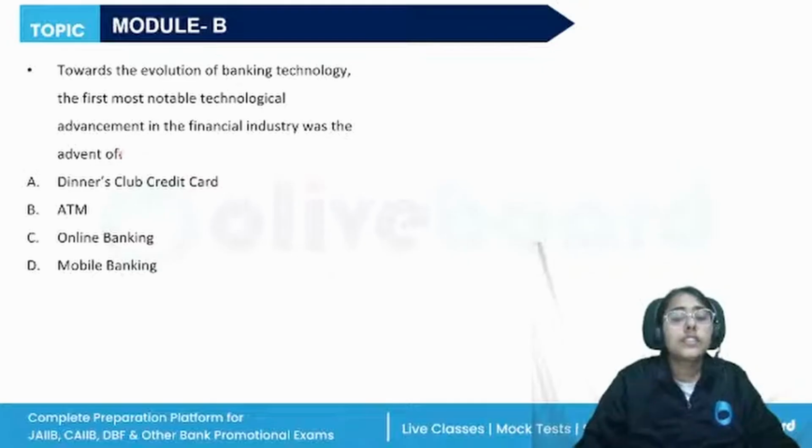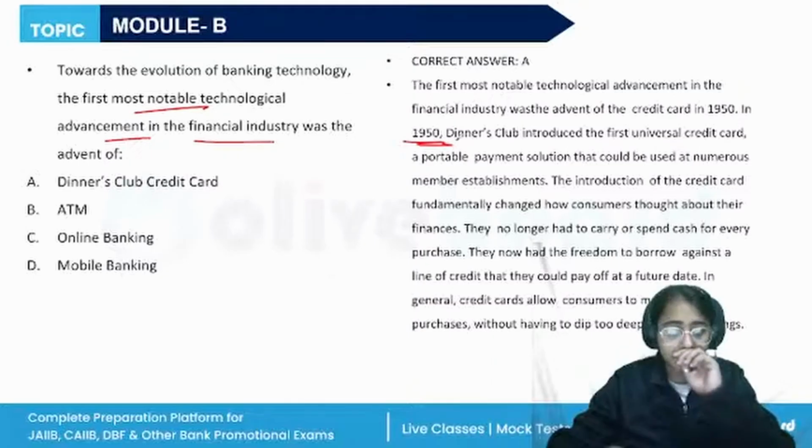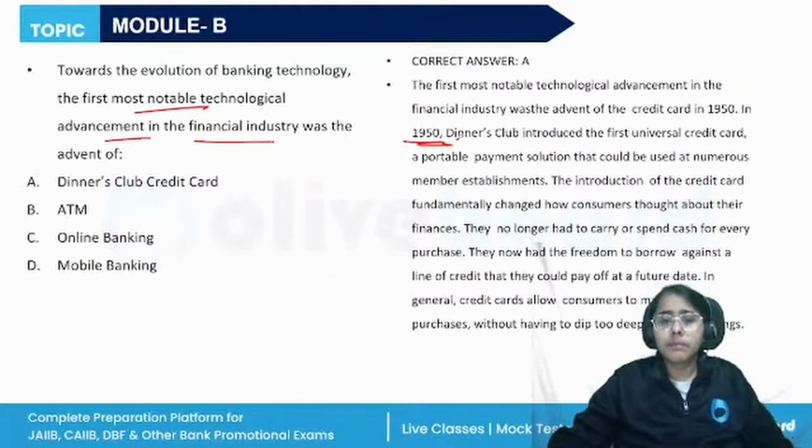Next, towards the evolution of banking technology, the first most notable technological advancement was Diners Club credit card, ATM, online banking, or mobile banking. So the correct answer is Diners Club. Introduced in 1950, it was the first credit card. Then, after Diners Club, ATMs were introduced. After ATMs, mobile technology and computer technology were introduced. Online banking in the 1980s, mobile revolution in the 2000s.